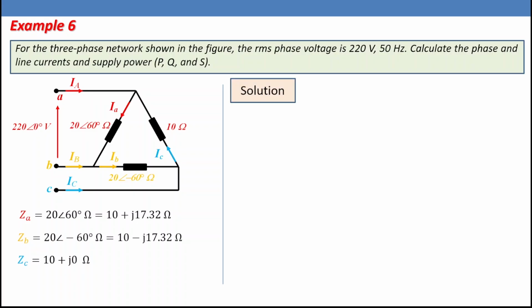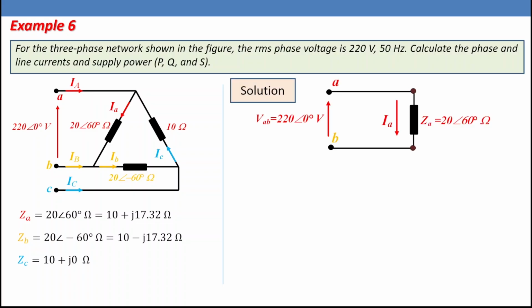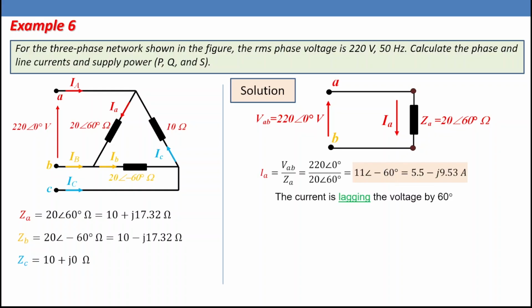So what is the solution? We are going to solve the circuit per phase. So we have phase A, the voltage VAB equals 220 angle 0. We are going to assume that the angle of the voltage is 0 degrees. We have the impedance ZA, so we can calculate the current. IA equals VAB over ZA. So the current is 11 ampere angle minus 60 degrees. So the current is lagging the voltage by 60 degrees.